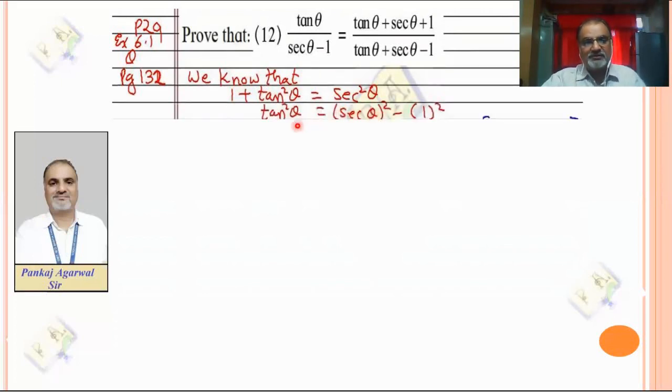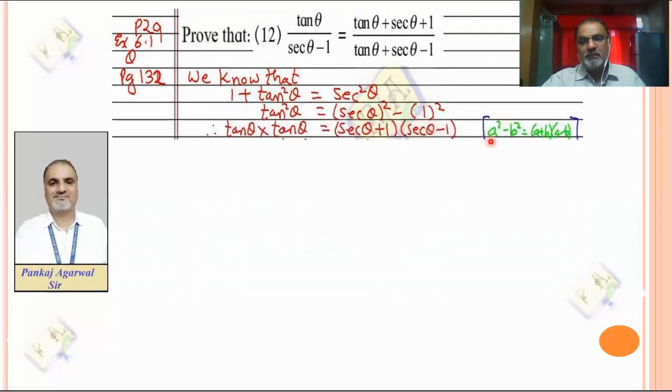It will become tan square theta is equal to (sec theta)² minus 1². What is the a square minus b square formula? (a plus b) into (a minus b). So tan square theta I'll write as tan theta into tan theta, equal to (sec theta plus 1) into (sec theta minus 1). Now look at my question.